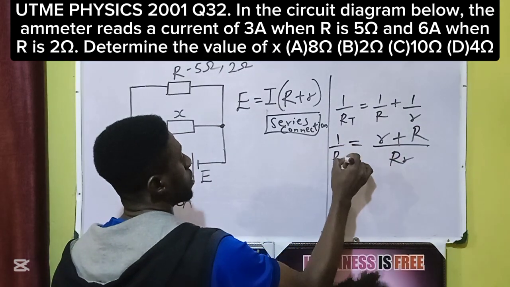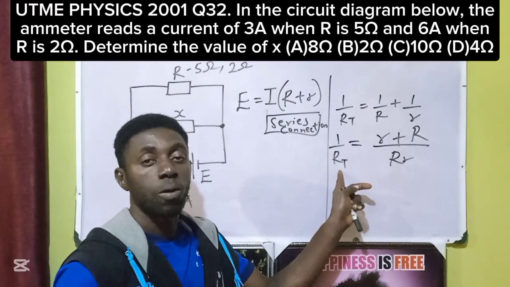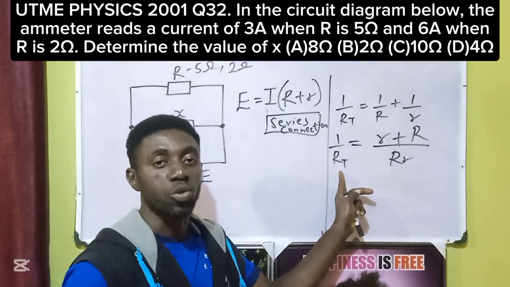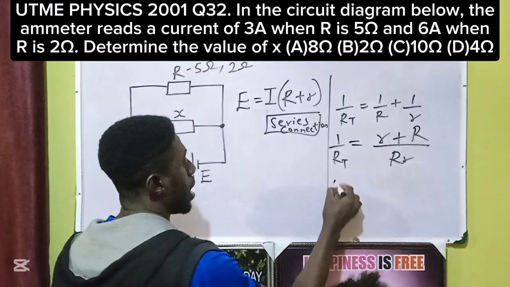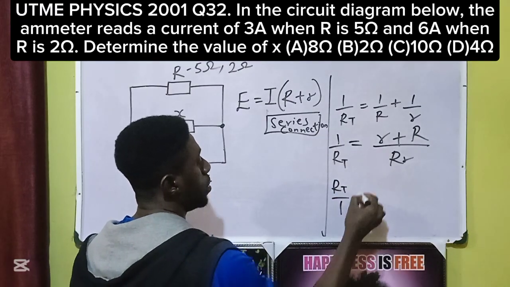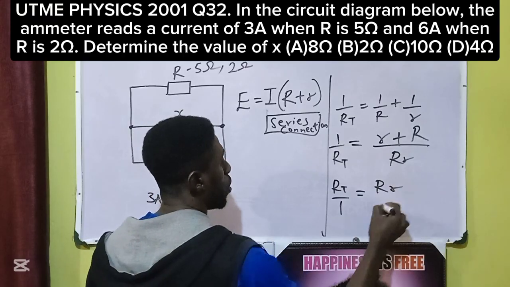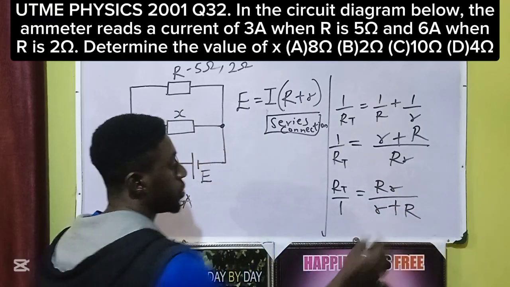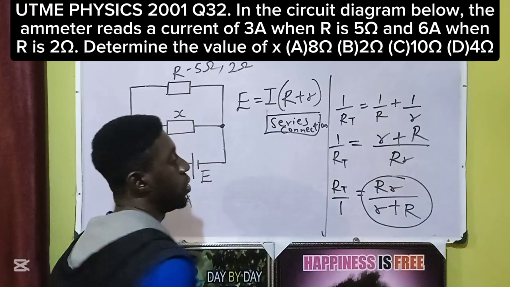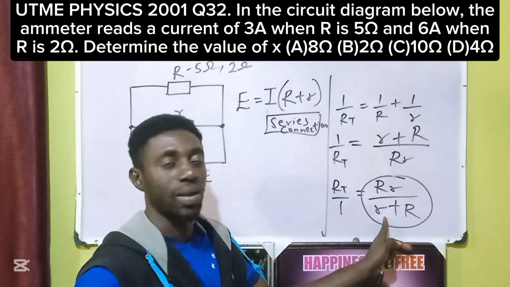This is 1 over RT, or total resistance. But recall, our concern is the total resistance, so I'll reciprocate and get the inverse. RT over 1 is equal to, I'll also swap there, capital R times small r over small r plus capital R. This is my total resistance, or effective resistance, in parallel connection.